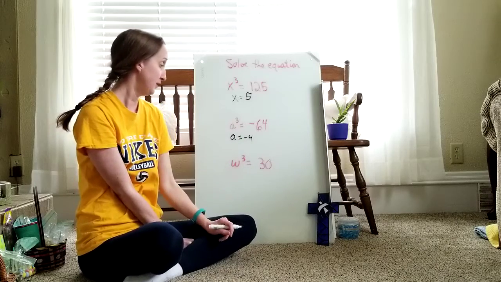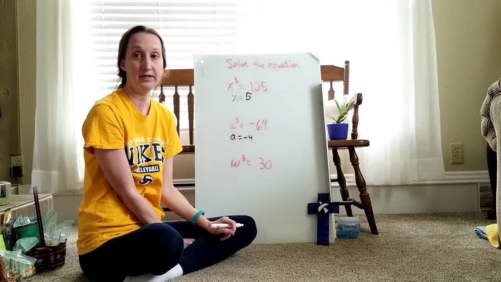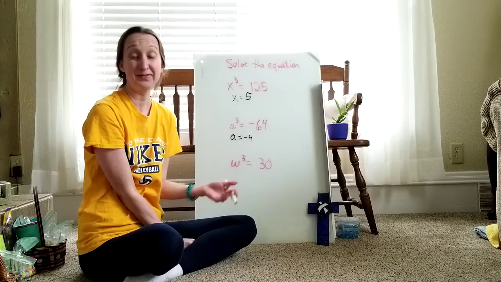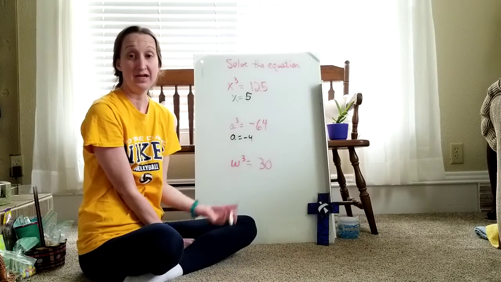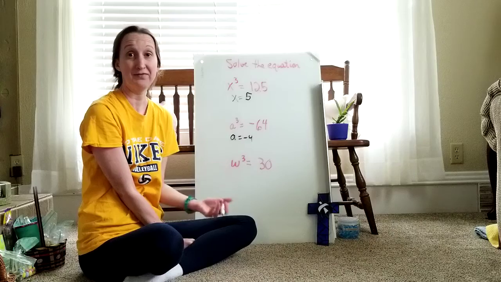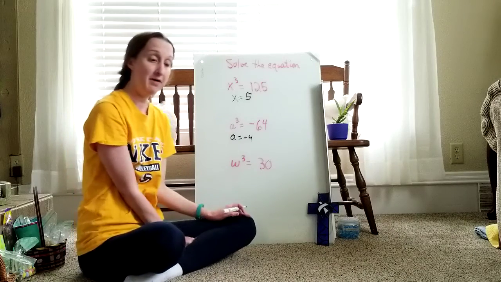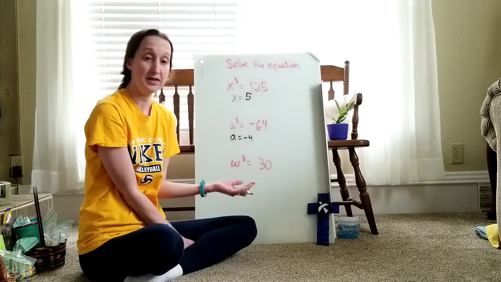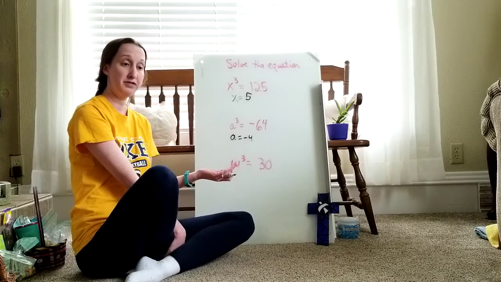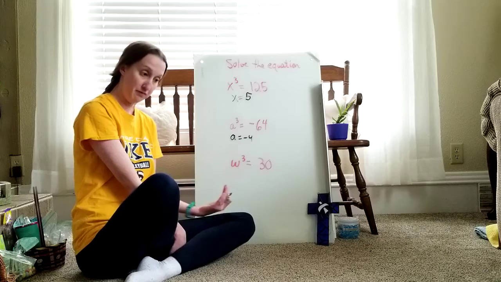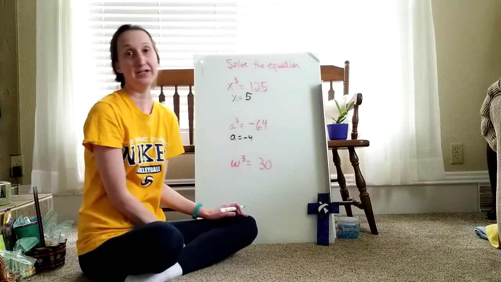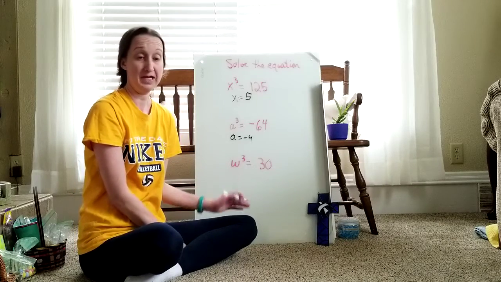Next one, w cubed equals 30. Well, 3 times 3 times 3 equals 27, and 4 times 4 times 4 equals 64. It's between 3 and 4. However, just like before on the last lesson, we could use a square root.